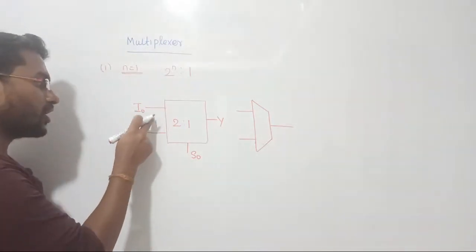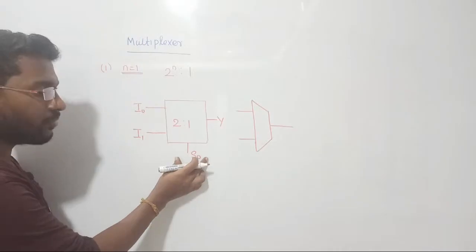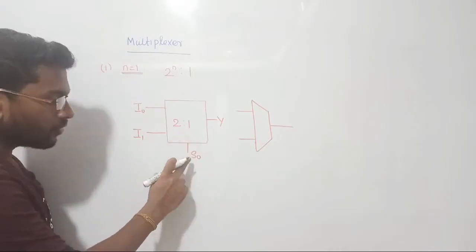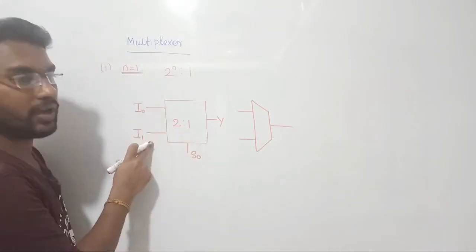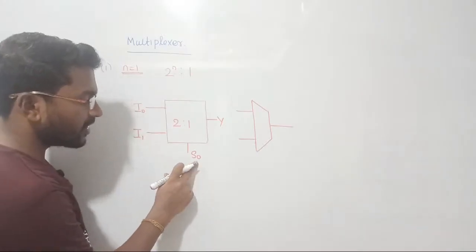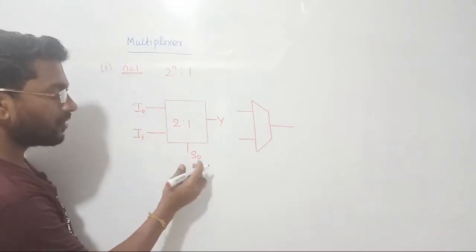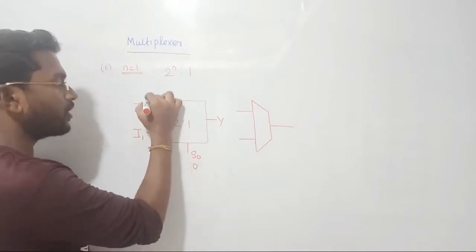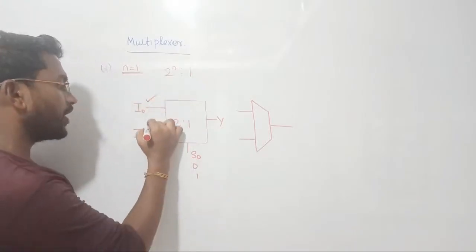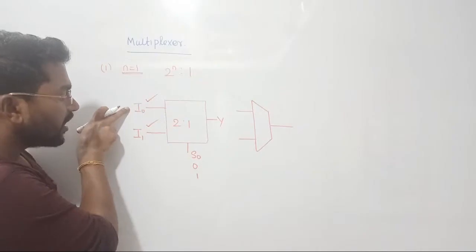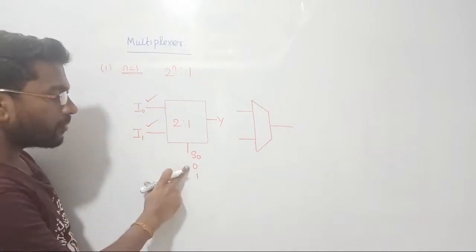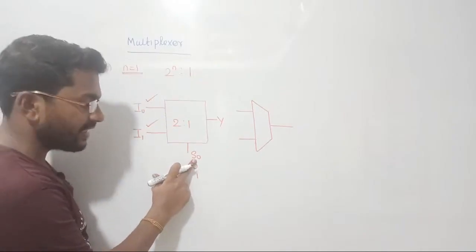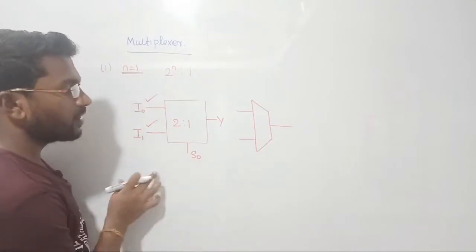In order to select between the lines, I made only one single line here. Now that single line will generate these two variables, right? So when S0 is going to be 0, I0 will be selected. When S0 is going to be 1, I1 will be selected, right? So that is input data. This input data will be selected based on the value that we are giving in the data selector line, right? So that is called a data selector representation, right?